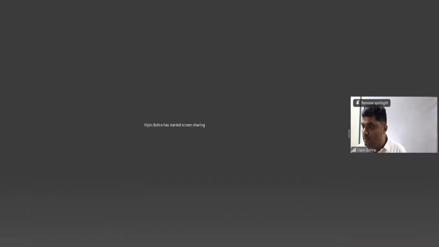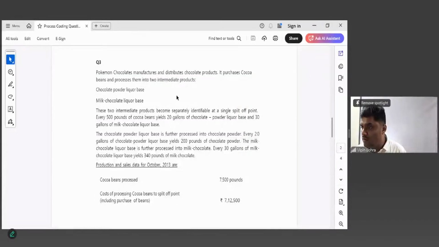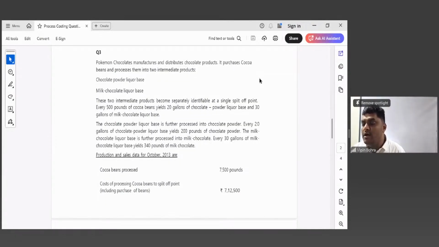So question number three, Pokemon Chocolates manufactures and distributes chocolate products. I'm just sharing the screen also for your reference, for those who are not able to download it. It purchases cocoa beans and processes them into two intermediate products, that is chocolate powder liquor base and milk chocolate liquor base. The two intermediate products become separately identifiable at a single split-off point. Every 500 pounds of cocoa beans yield 20 gallons of chocolate powder liquor base and 30 gallons of milk chocolate liquor base.